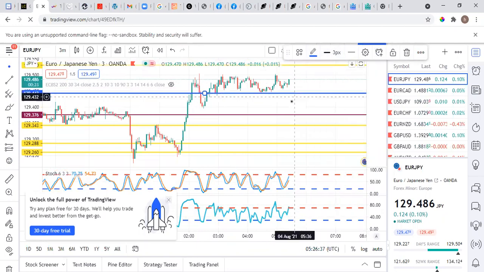So I'm looking for buys at 443 for Euro JPY. It's not yet there. It has gone up already. So I'll be looking for a buy. It's not yet there.